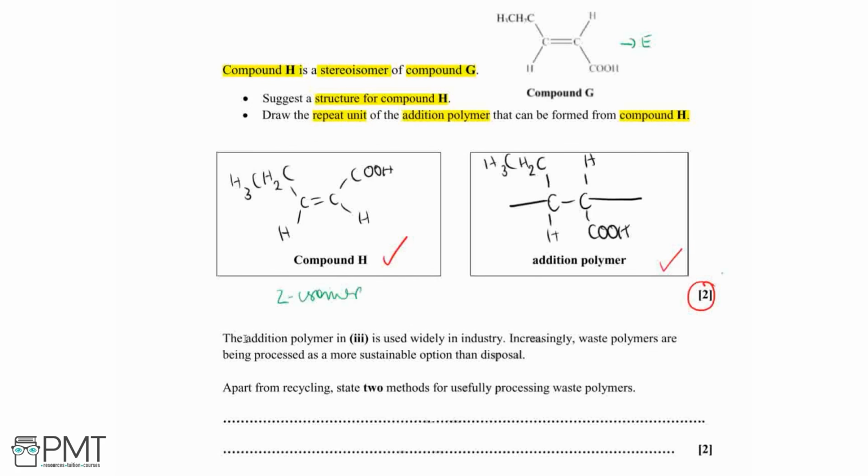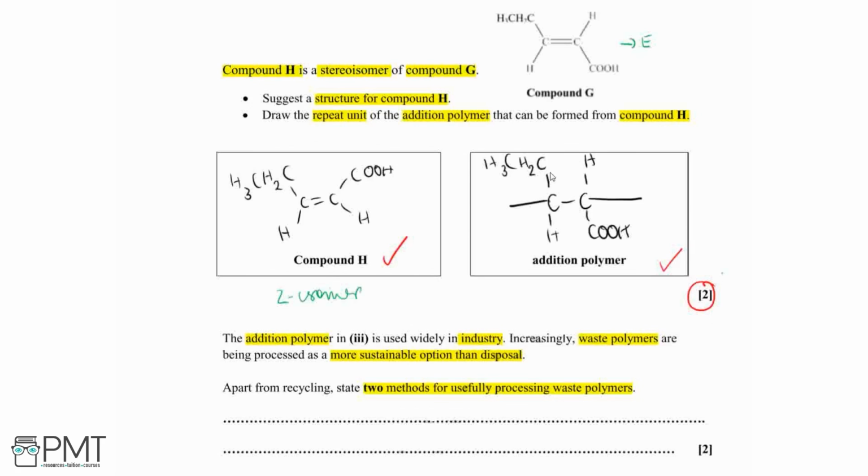We are then told that the addition polymer from above is used widely in industry overall, and increasingly waste polymers are being processed as a more sustainable option than disposal. So they're processing them instead of just throwing them away. And we need to identify two methods for usefully processing waste polymers that does not include recycling overall.